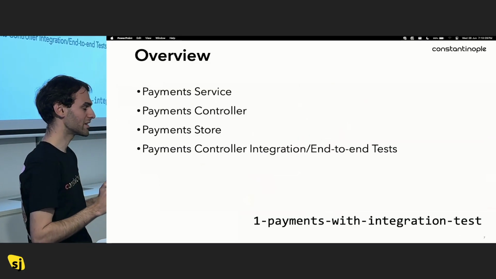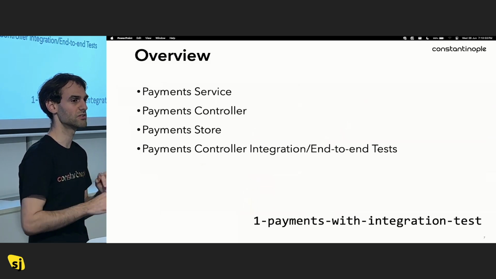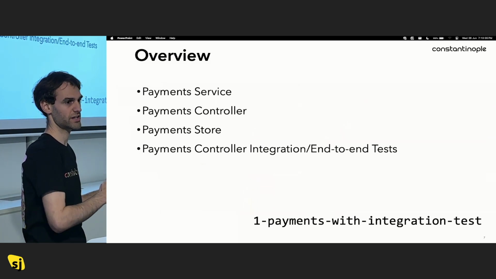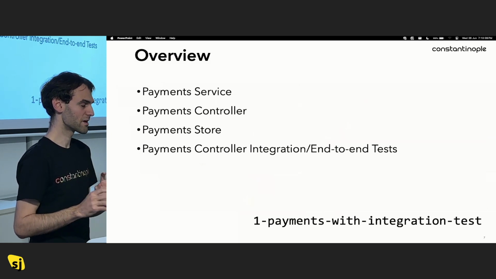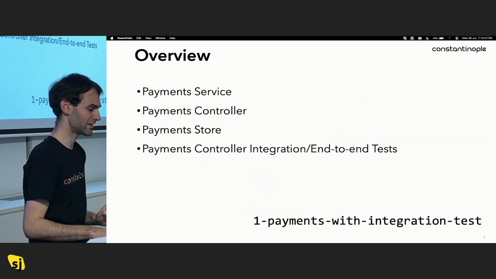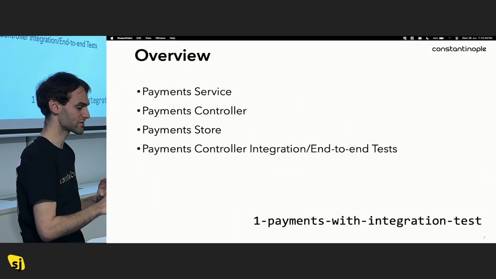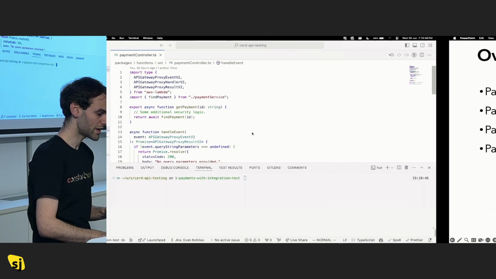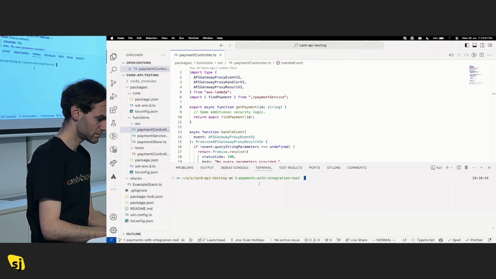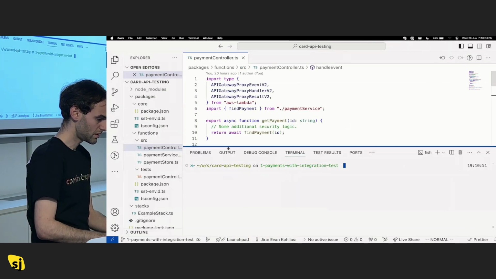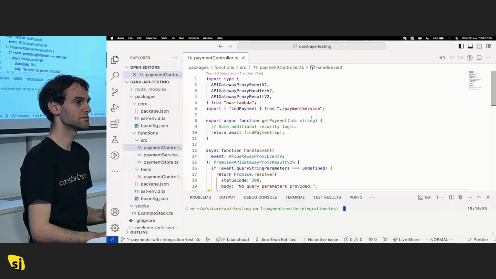As an overview, I'm going to have this payments service, like a backend controller, and all of this is Node.js related. So if you're front end, you might see something that is interesting. But yeah, there's a payment service, a payment controller, payment store, etc. And here is the code. I might make that a bit bigger. Okay. Cool. All right. Can everyone see that?